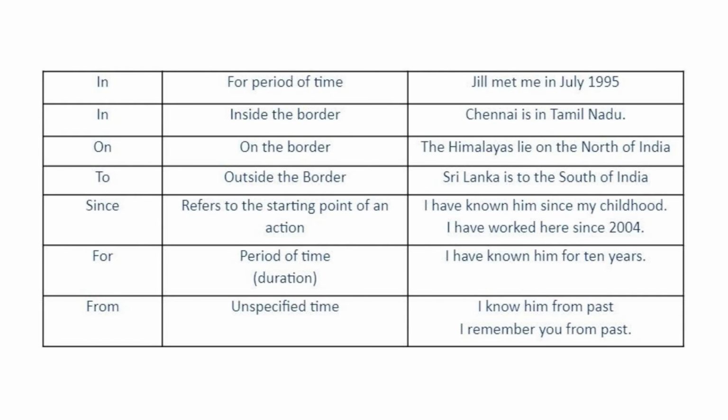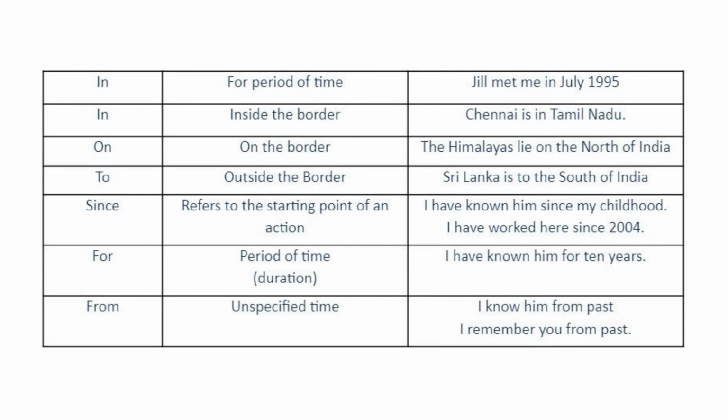The next is since. It refers to the starting point of an action. The example is, I have known him since my childhood. Another example is, I have worked here since 2004. In this type of sentences, we know when the event started. So, where we know when the event has started, since is used.